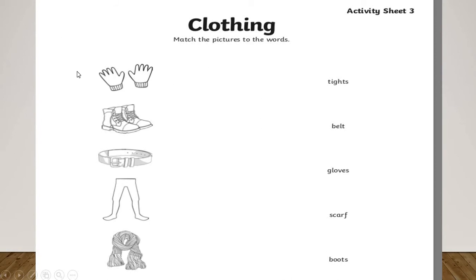Okay, which is the first one, my dear students? If you know, shout the answers. Okay, which is the second one? Again, if you know, you can speak the answers. Okay, what about the third one? What do you think this is?